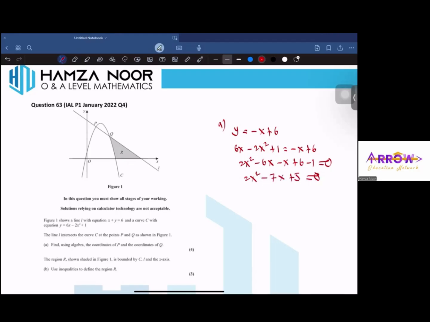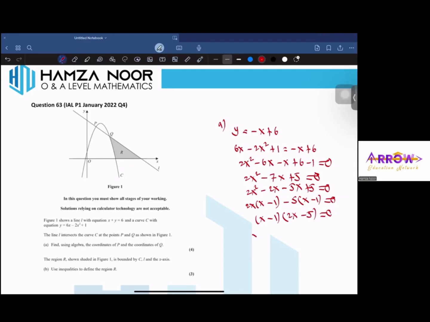Okay, so if you want to do factorization, 2 times 5 is 10, and after addition, we need to get minus 7 in between. So 2x squared minus 2x minus 5x plus 5 is equal to 0. So taking 2x as common, multiplied by x minus 1, taking minus 5 as common, multiplied by x minus 1, and this whole thing is equal to 0. So therefore, x minus 1 multiplied by 2x minus 5 is equal to 0. This is the fully factorized form over here.